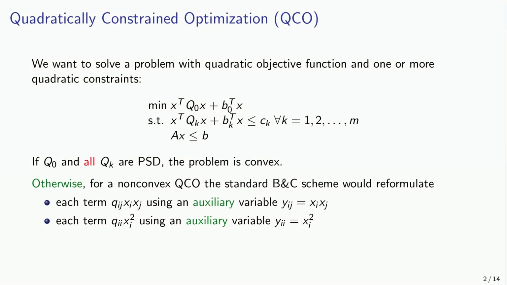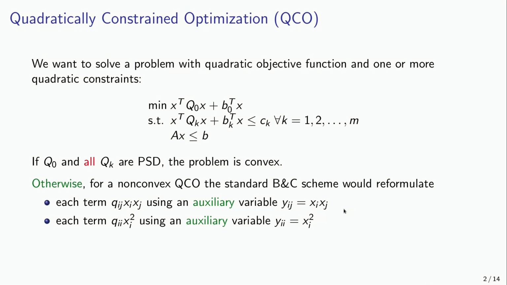Quadratically constrained optimization problems. By now, you probably know what this all means. You still have a quadratic objective function, a quadratic set of constraints. Again, if Q naught and all the constraints are quadratic, but the Qk matrix is positive semi-definite, then the problem is convex. And otherwise, this is a repetition of what we saw before.